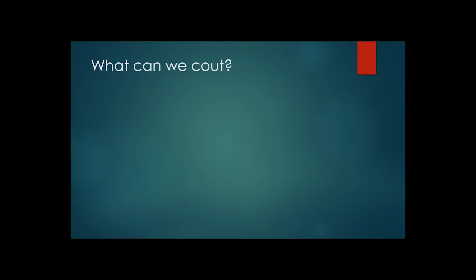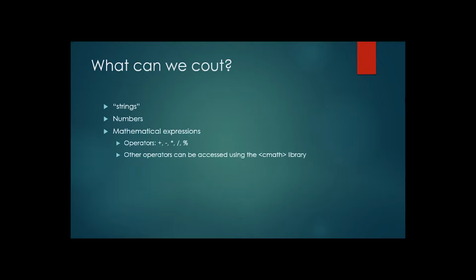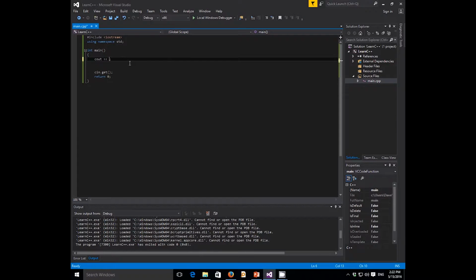What can we see out? In other words, print to the screen. What can we print to the screen? Well, we can print strings, as you saw in the previous example of hello world, numbers, mathematical expressions, and variables, which we'll touch upon in a later lesson. We can now put mathematical expressions. For example, what's 3 plus 2?